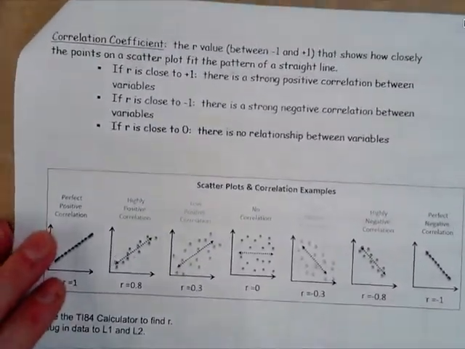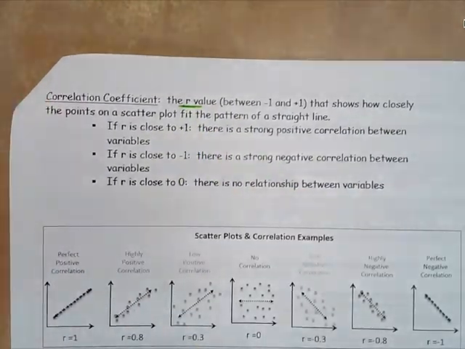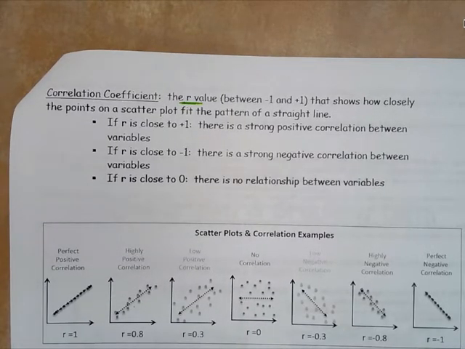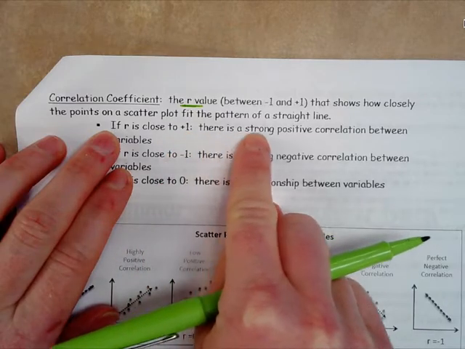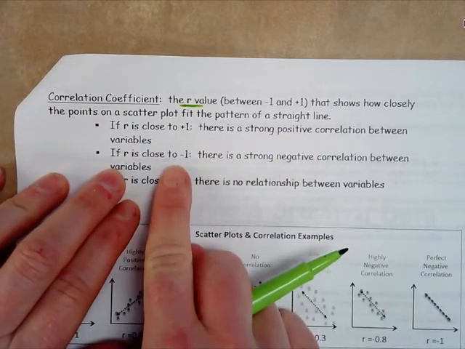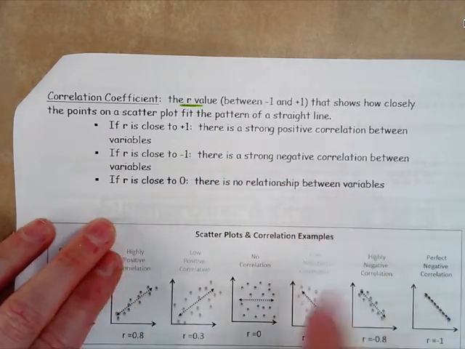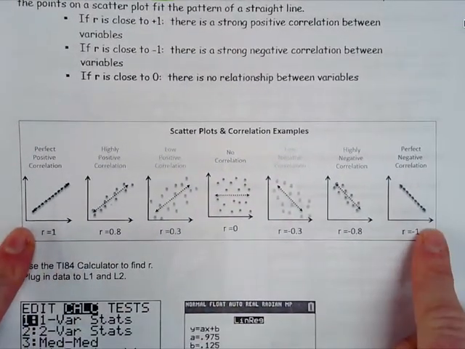Okay, the correlation coefficient. This is where we use r as the letter that represents it. The r values are between -1 and +1, and it shows how closely the points on the scatterplot fit the pattern of a straight line. If it's close to +1, then we have a strong positive correlation. Close to -1, strong negative correlation. And if it's close to 0, there's no relationship between the variables. This gives you an idea of what it's going to look like.